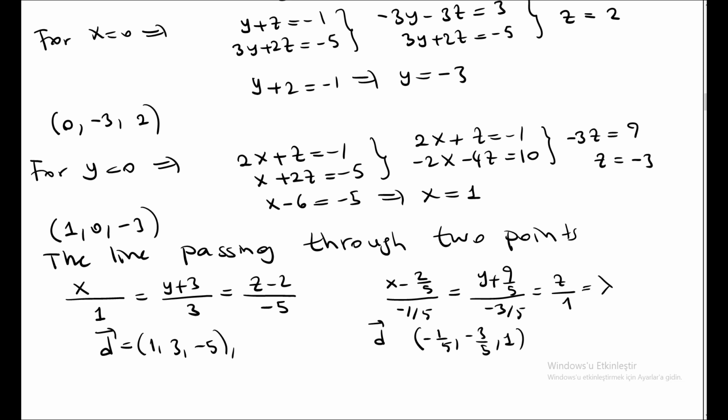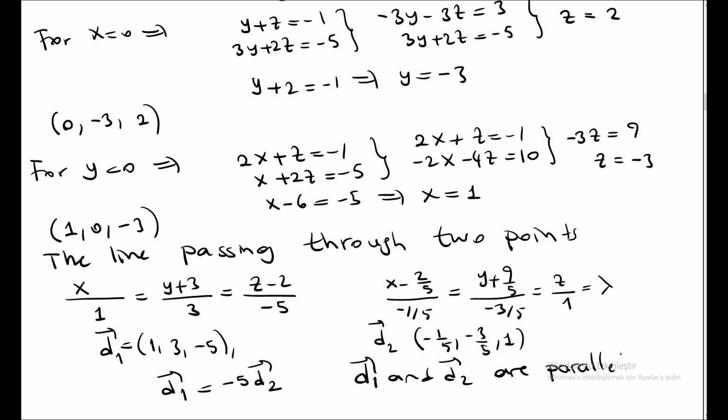let's say this one is D1 and this is D2. So D1 will be negative 5 times D2. So D1 and D2 are parallel. So they are the same vector. So these two lines are the same line, okay?